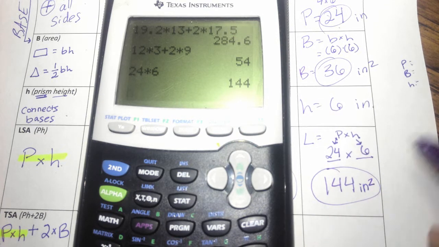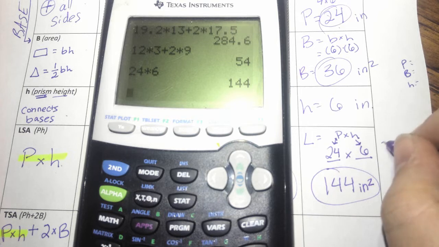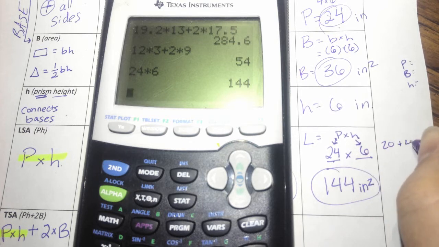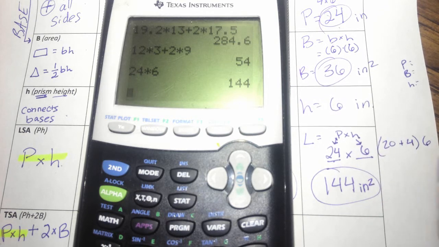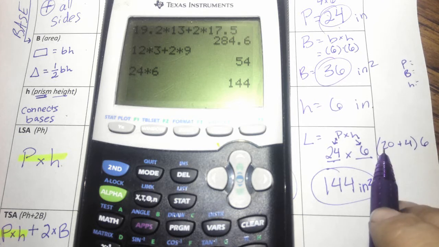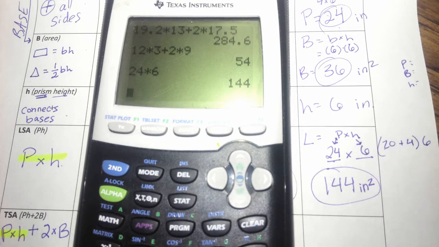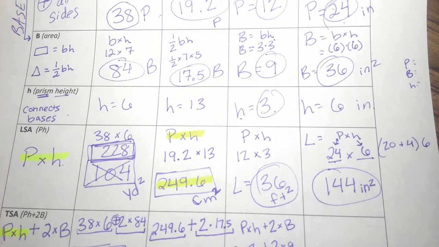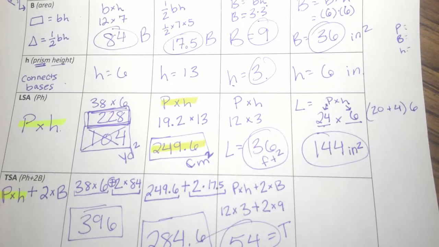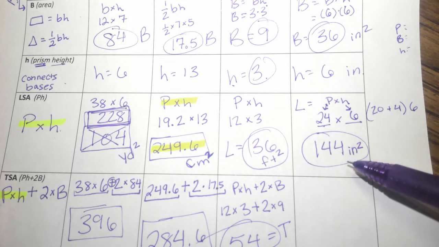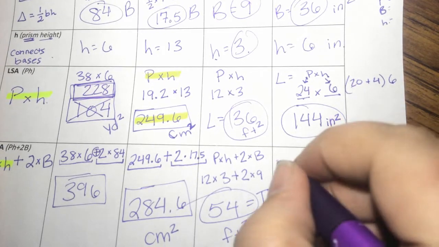This is 2D space. That makes sense. That would be 20 plus 4 times 6. That's 120. That's 24. When you add those two numbers, you do get 144. So that does make sense. All right. Now we've found lateral surface area. We can start finding the total surface area.